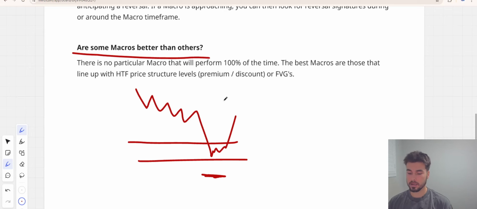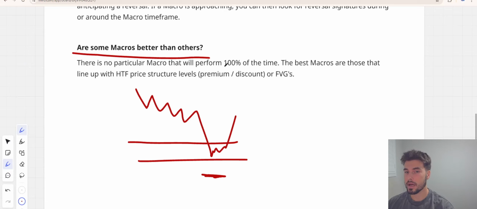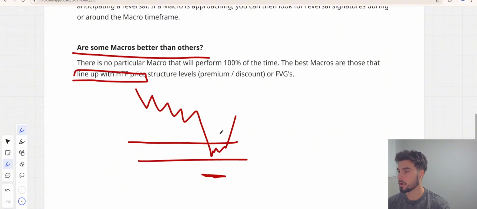However, there's nothing that I can say like, if you hop into the charts every single day, this macro is going to be a winning trade. That's not how it works. Nothing is 100%. However, if we can line up with higher time frame price structure levels, we get a better chance of this model working. Now that's out of the way, let's get into a few examples.